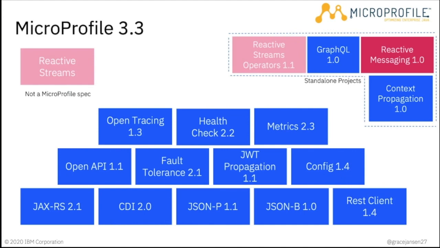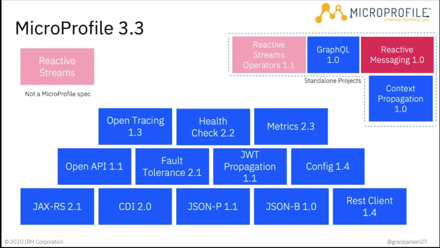Now, the Reactive Messaging 1.0 specification is actually based on two of the other specifications that I've mentioned. One is the Reactive Streams specification, the community specification that was made back in 2013. But it's also based on the Reactive Streams Operators 1.1 specification, which is a MicroProfile standalone project. The Reactive Streams Operators specification builds on reactive streams to provide a set of basic operators to link different reactive components together and to perform processing on the data which passes between them. But we won't be using Reactive Streams Operators directly, we'll be going through the Reactive Messaging 1.0 specification.